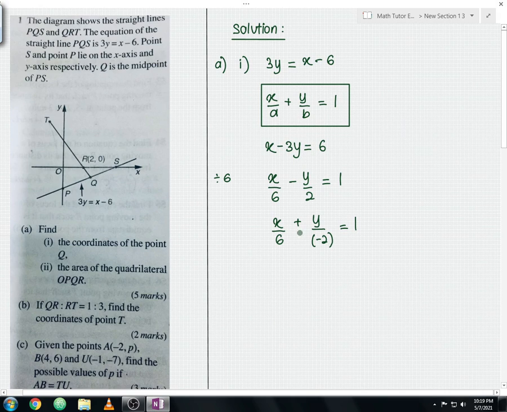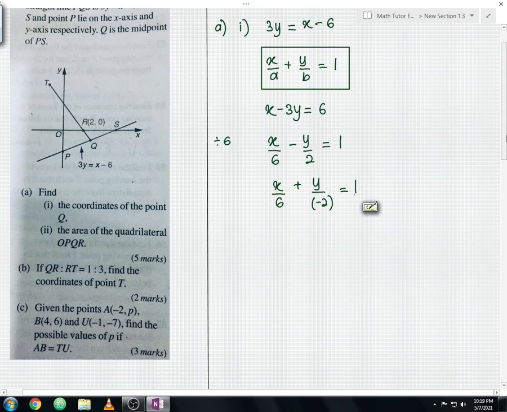Okay, so from here this a is actually representing the x-intercept value, and this b is actually representing the y-intercept value. Since we have already found the x-intercept and y-intercept values respectively, from here we can write the coordinates of P equals (0, -2). By the way, this is the y-intercept.